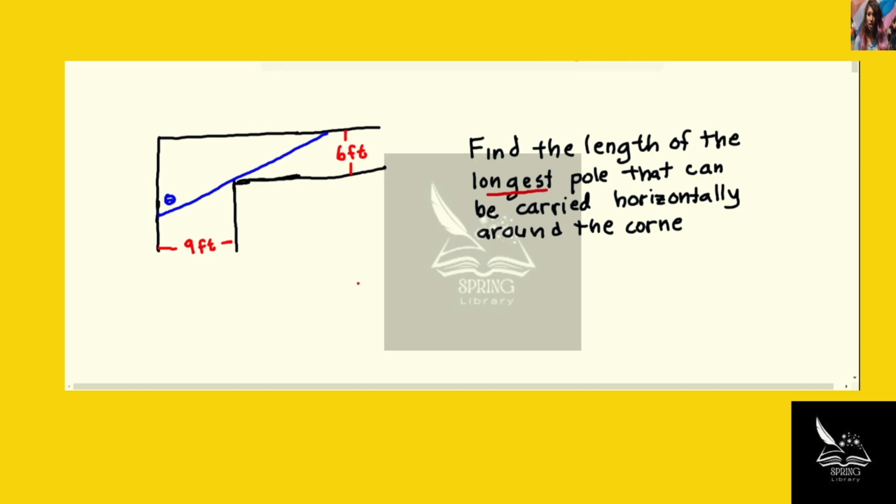All right, so we're trying to find the longest pole. That means we are trying to maximize the length of the pole. Since we have two things going on here, I'm going to extend that line and that line so that I have two triangles. Let's call this one L1 and this one L2. So we're trying to maximize the length, which is L1 plus L2.